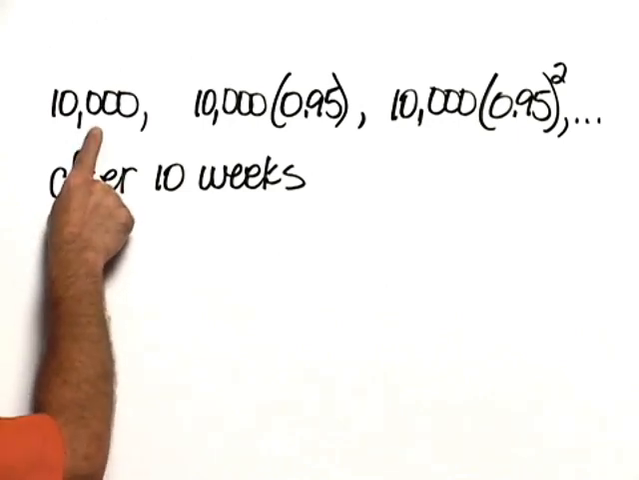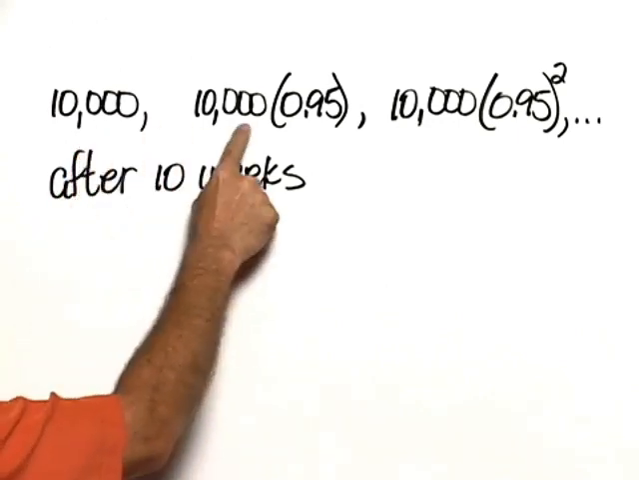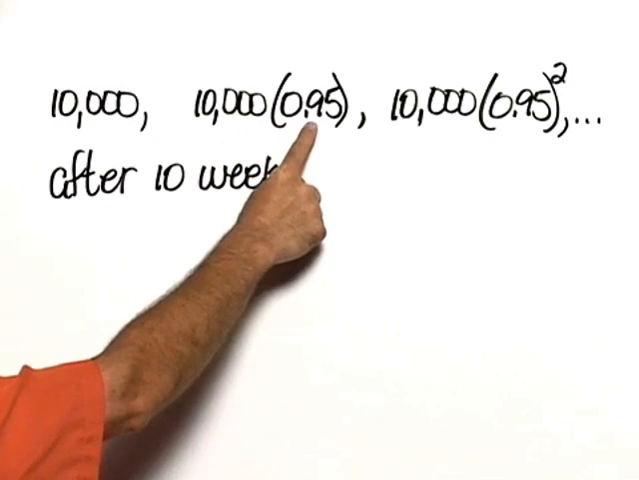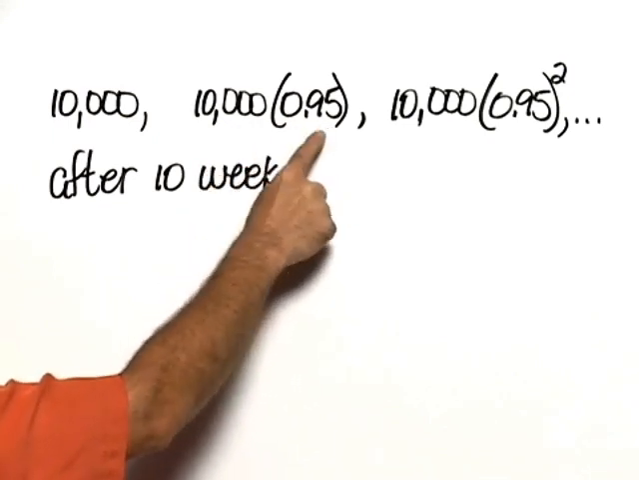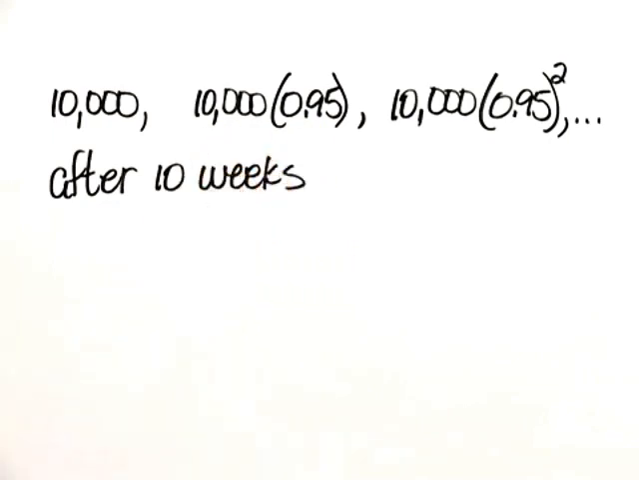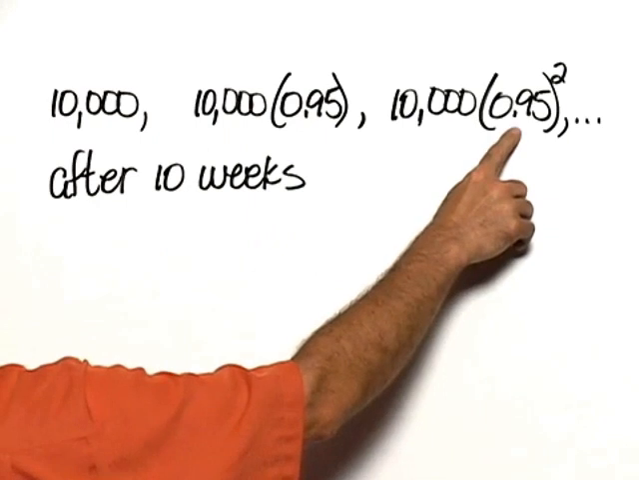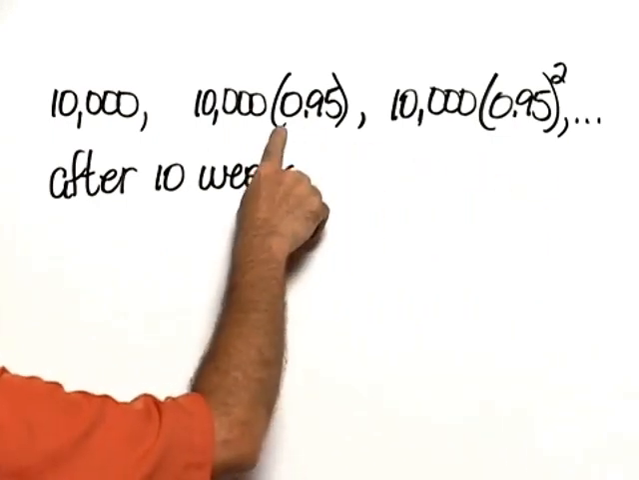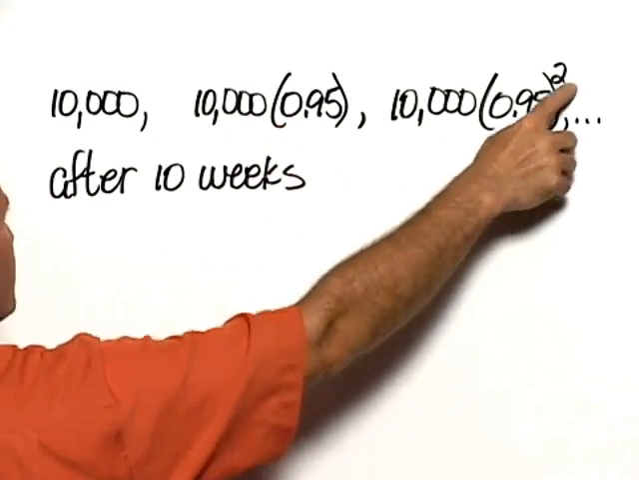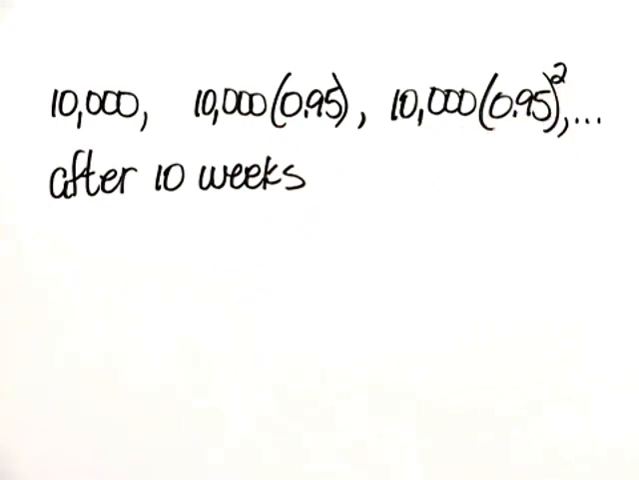Week 1, it's $10,000. In week 2, since it's reduced 5%, that means it's worth 95% of what it was. So that's 0.95 times 10,000. And in week number 3, it would be 0.95 of week number 2. So that's 0.95 squared times 10,000. We want to know after 10 weeks what the value will be.